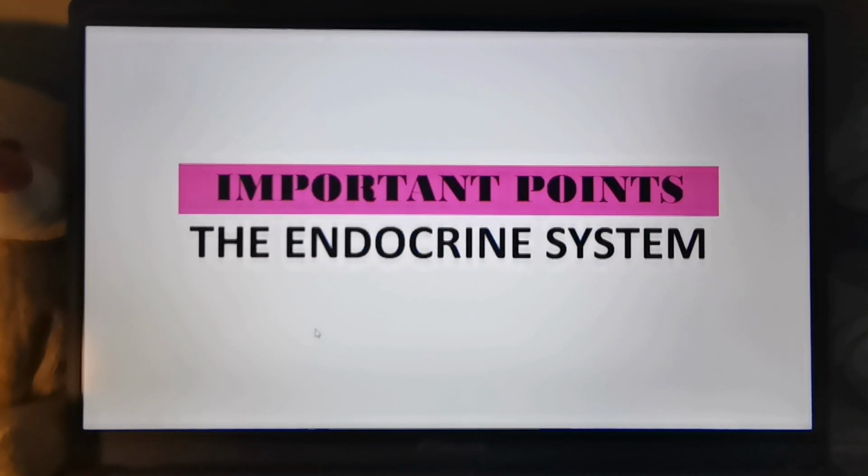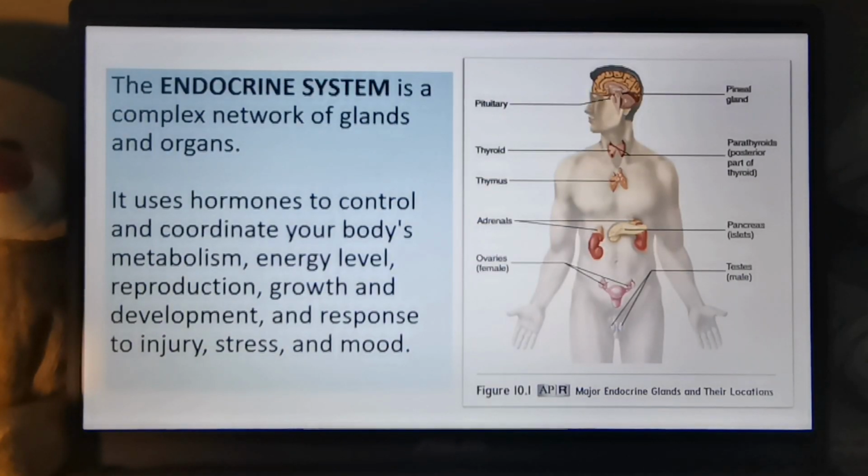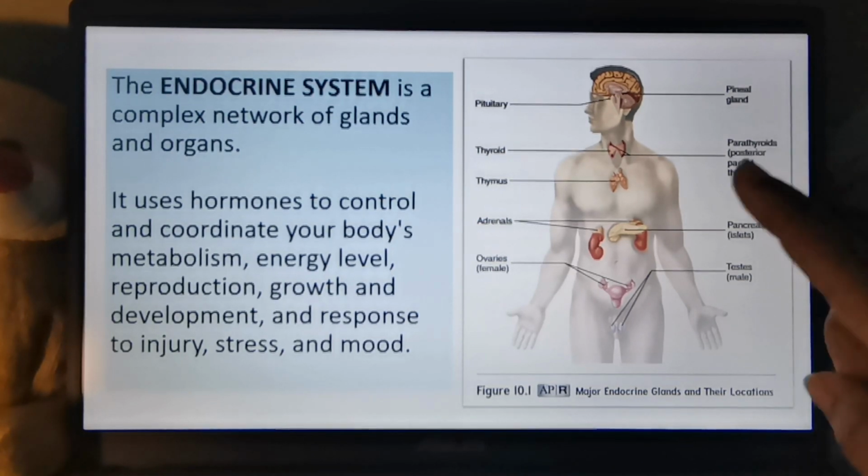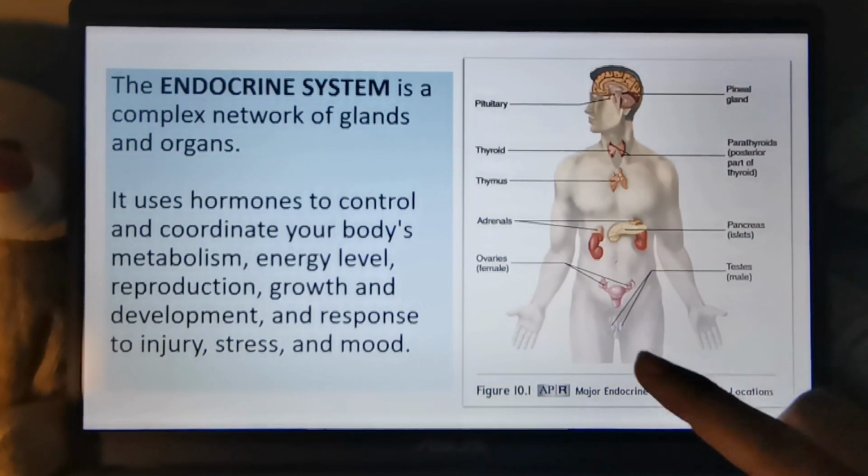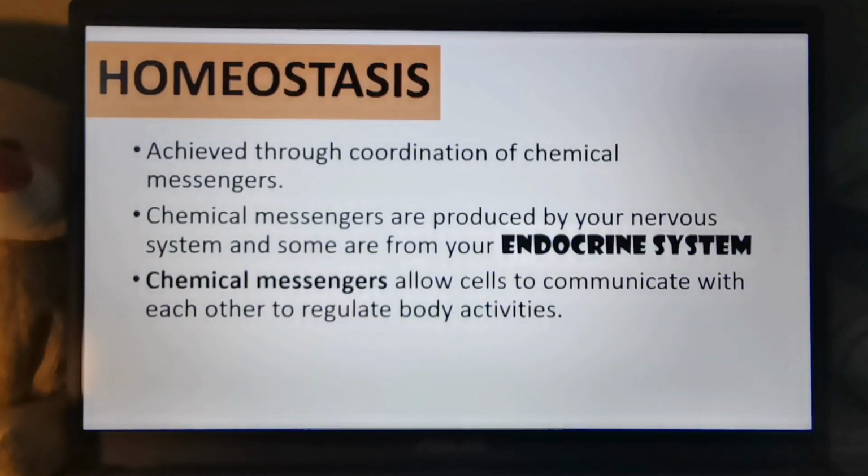Okay, second to the last, the endocrine. Okay, let's go to the important points for your endocrine system. So review, these are the different parts of your endocrine system: your pituitary, pineal, thyroid, thymus, adrenals, ovaries, testes, pancreas, and your parathyroids. This image is found in your book also, so you can review through it.